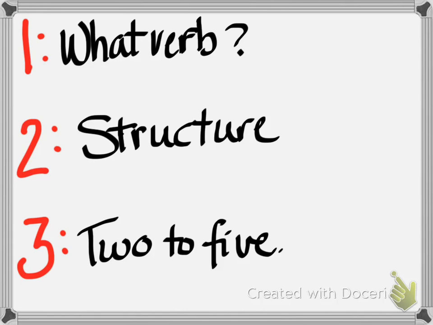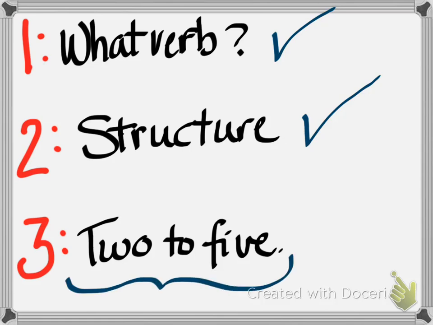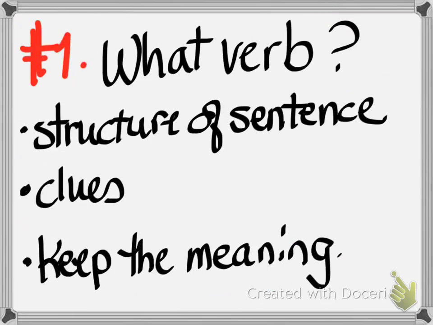The first is to think about the possibilities. The second is to look at the structure of the sentence to see if your possibility fits in there. And the third thing is to make sure that the answer that you write in contains no fewer than 2, but no more than 5 words. So let's take a look at some examples.